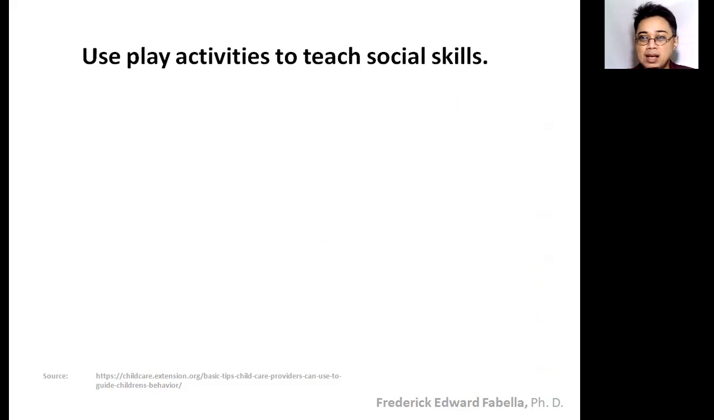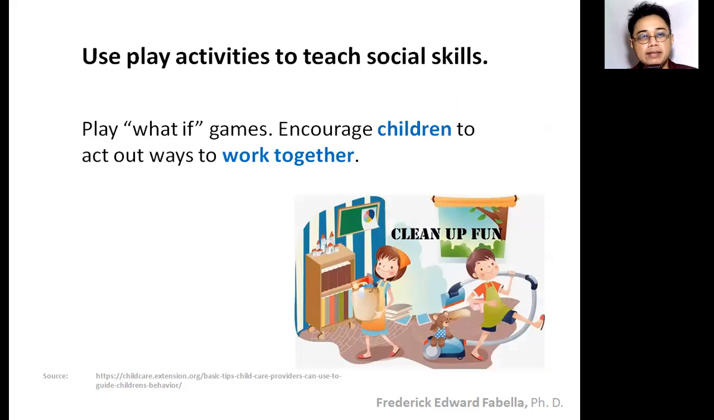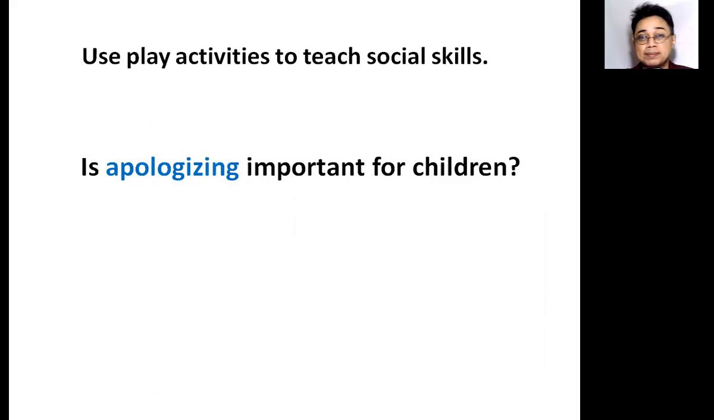All right? Okay, so play what if games. Encourage children to act out ways to work together. Okay, so even chores can be fun, like the one in the picture there. They're cleaning and they're having fun at the same time.